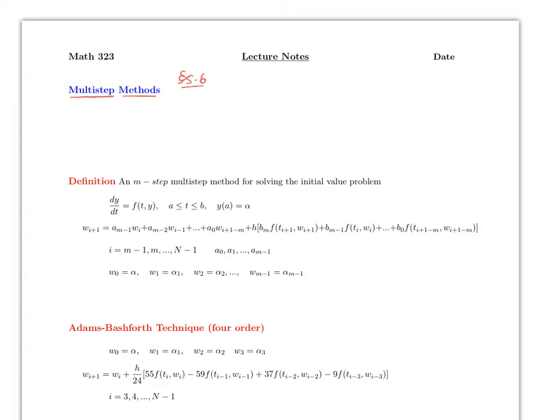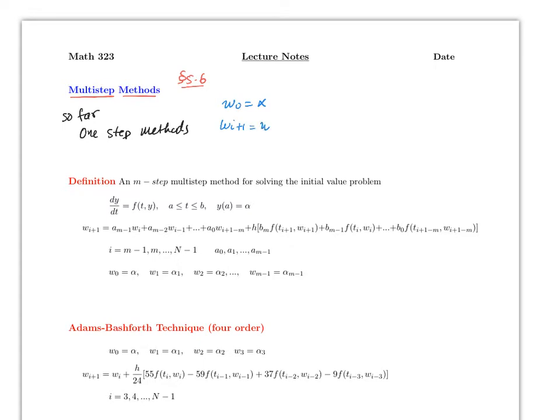Up to now, all the methods that we have discussed, including Euler, Runge-Kutta methods, Taylor of order n, and so forth, are called one-step methods. So far this is what we've done. And the reason why they are called one-step methods is because the difference equations usually look like this.